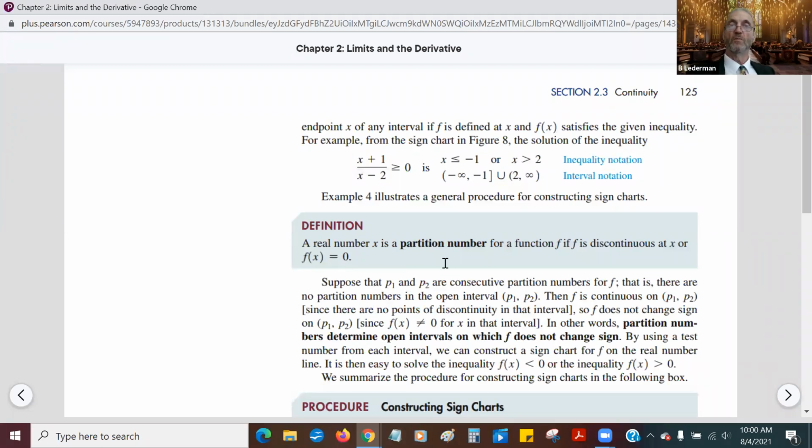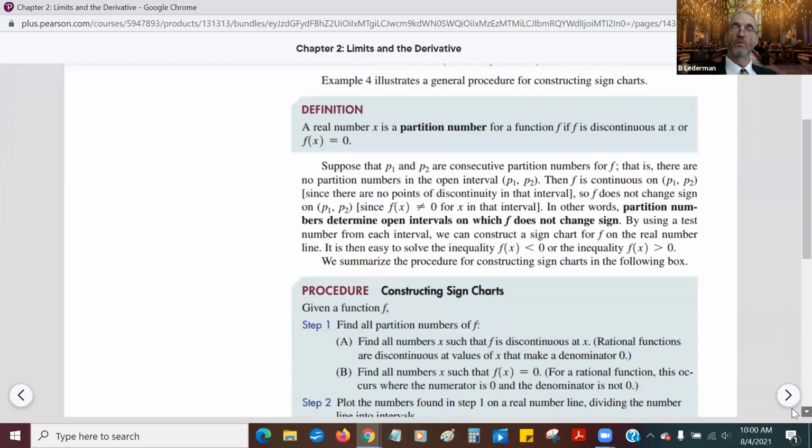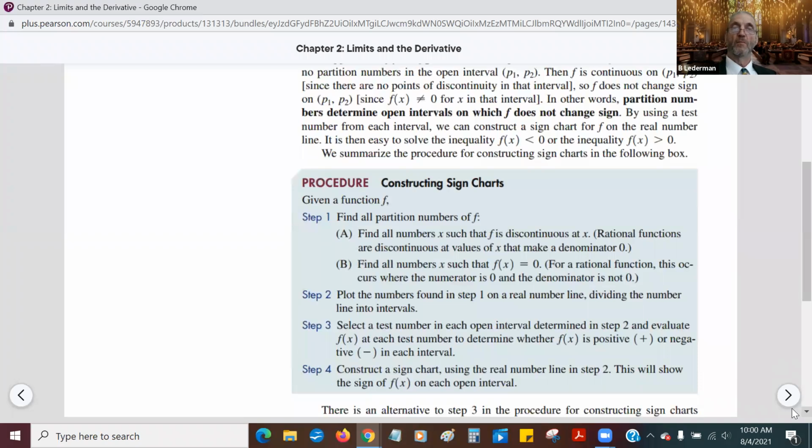Now, a real number x is called a partition number of a function f if f is discontinuous at x, or if f of x equals 0. This is similar to what we did in the previous problem. In this case, -1 is a case where f of x equals 0, and +2 is the example where f is discontinuous because it's undefined at x equals 2. So partition number is just a way to describe what we did before. This is just summarizing how to figure out positive and negative based on those charts that we just had.